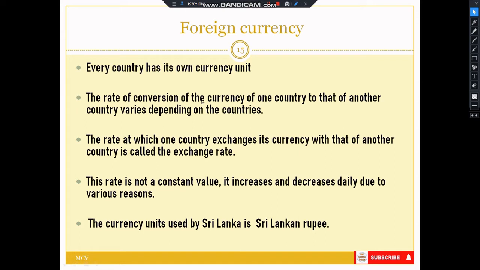The rate of conversion of the currency of one country to another country varies depending on the time. According to the season, that varies. The currency unit used in Sri Lanka is Sri Lankan rupees.